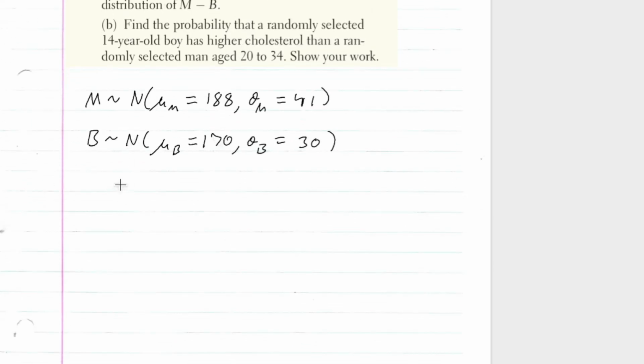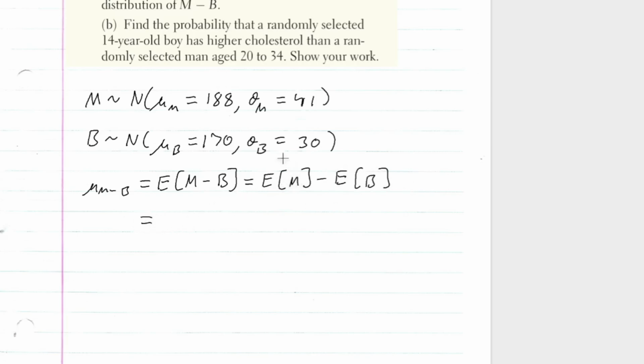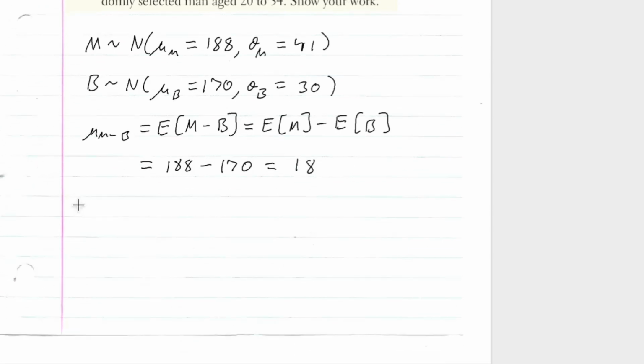Okay, so we know the mean of M minus B is equal to the expected value of M minus B, which, of course, we know is equal to the expected value of M minus the expected value of B, which is equal to, so the expected value of M is 188 minus the expected value of B is 170, which gives us 18. So the mean of M minus B is 18. Now let's find that standard deviation.